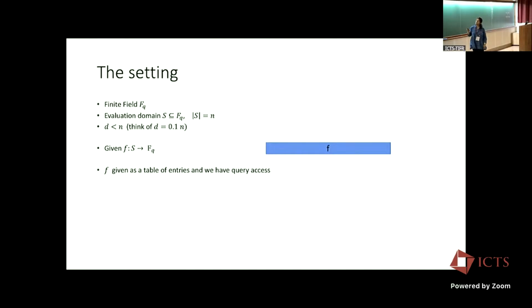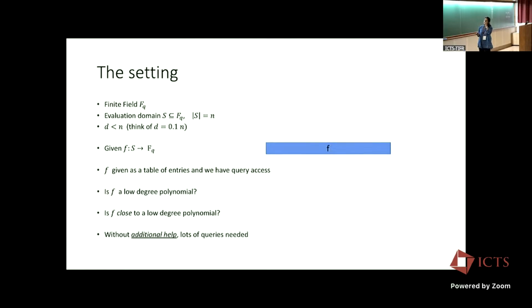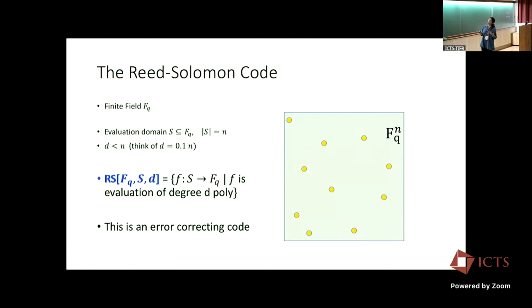And you have query access to f. We want to check, is f a low-degree polynomial? So how would you check it? To check if it's a low-degree polynomial, you'll have to make a linear number of queries into f. What if you want to just check if f is close to a low-degree polynomial? How many queries do you need to make then? It's not hard to see that you still need to make a linear number of queries to even check closeness to low-degree polynomials. So without additional help, you need lots of queries.